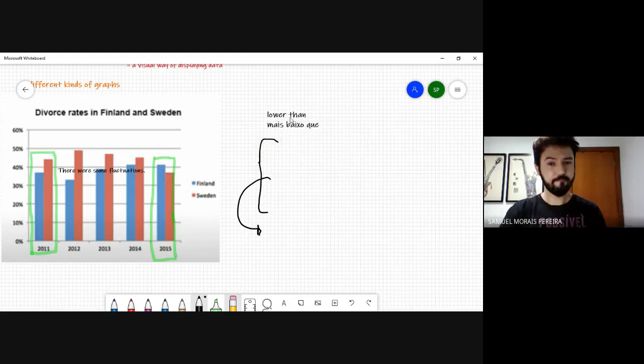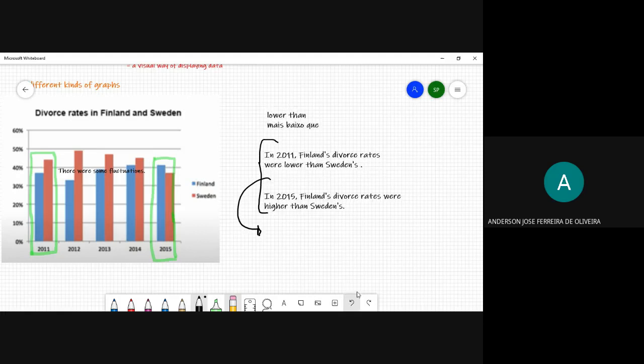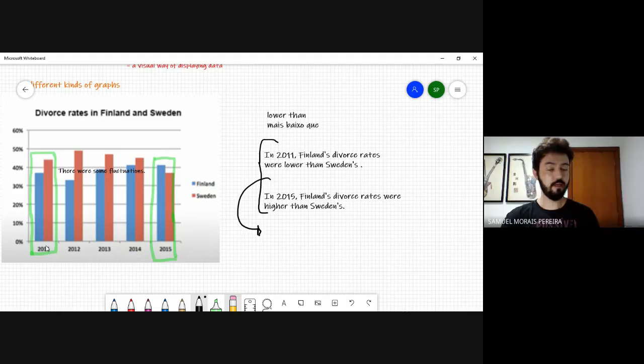Samuel, oi. Eu posso inverter, no caso daquela primeira frase, colocar na Finlândia, as taxas de divórcio em 2011 eram menores do que na Suécia? Seria, in Finland, the divorce rates in 2011 were lower than in Sweden. Were lower there. Yes, you can say like that.